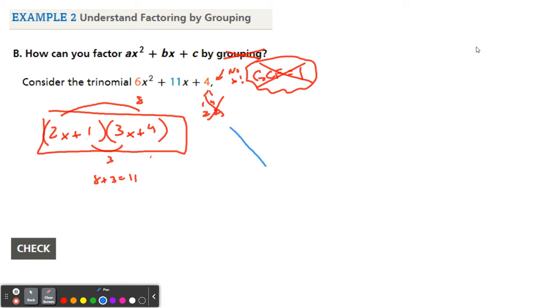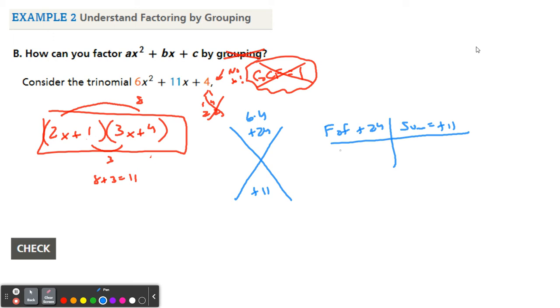Do it in blue. So here's my X. Again, we're going to multiply A times C. 6 times 4 is positive 24. We're still going to put positive 11 down there. Now I'm looking for the factors of positive 24 that have a sum equal to positive 11. 1 times 24 is 24. They have to be positive because it's the same sign and we know a positive sum. So positive and positive.